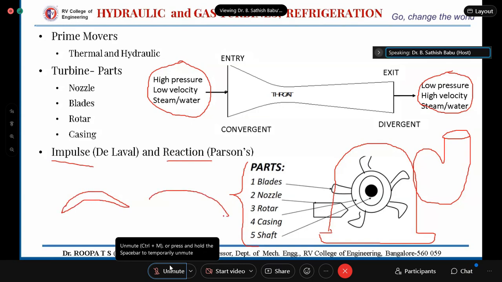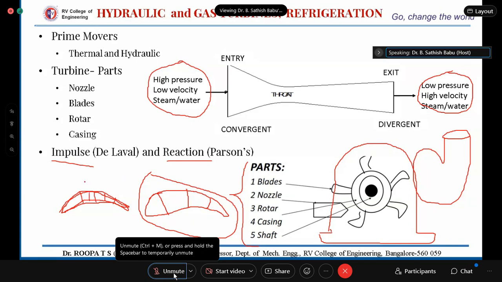I hope you are getting what I'm drawing here. Here I have a uniform cross-sectional area in this blade, whereas here it is not uniform. The cross-sectional area is different here, and different here. So this is a varying cross-sectional area, which we call an aerofoil design, whereas this is a uniform cross section.